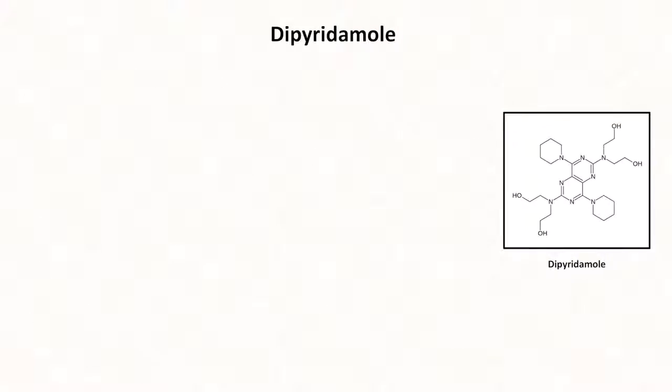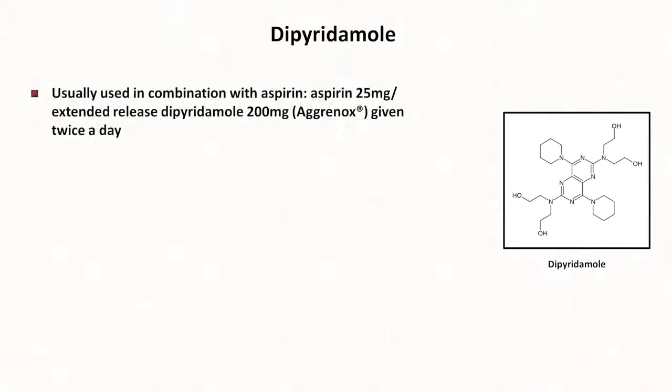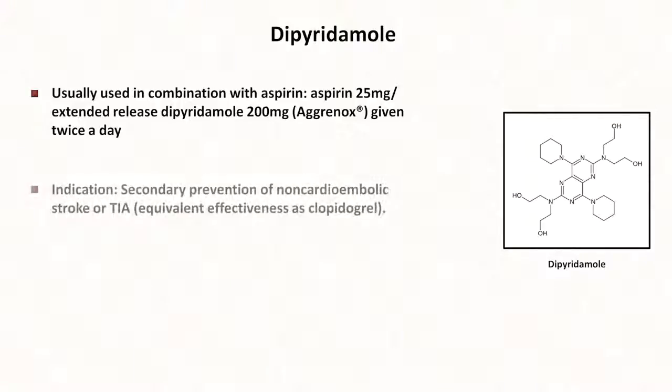Despite all of those mechanisms, for the purposes of preventing thrombosis, dipyridamole is not very frequently used. In fact, I've never personally seen it used outside of a combination with aspirin in a medication marketed under the trade name Aggrenox. And Aggrenox is only used for the secondary prevention of non-cardioembolic stroke or TIA. Because it has an equivalent effectiveness as clopidogrel for this indication, and because Aggrenox is a twice-daily medication with a relatively common side effect of headache, most physicians prefer prescribing clopidogrel in this situation.